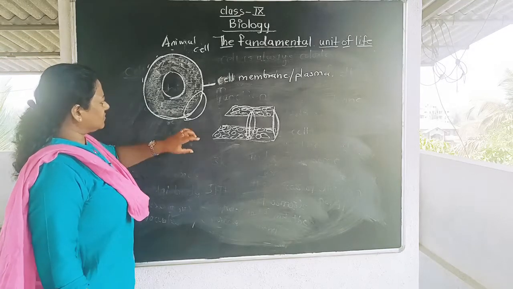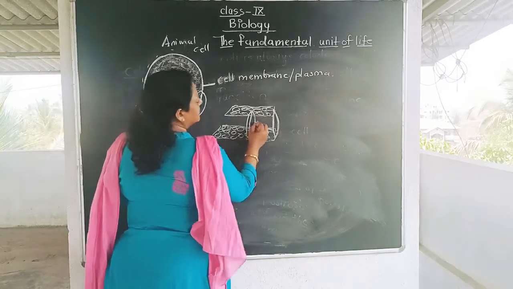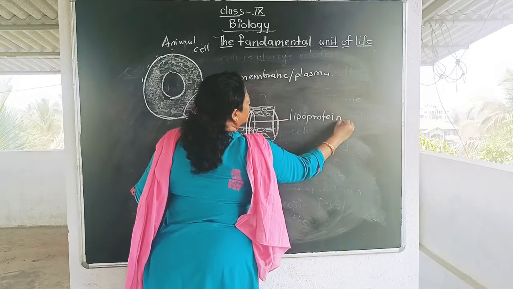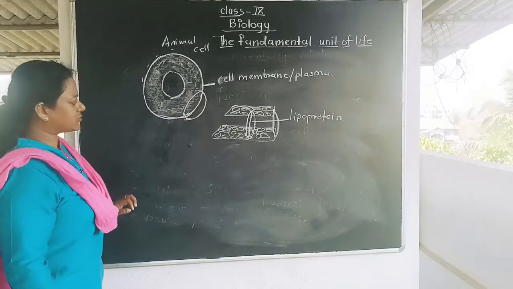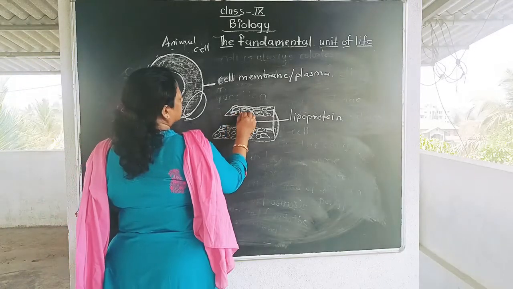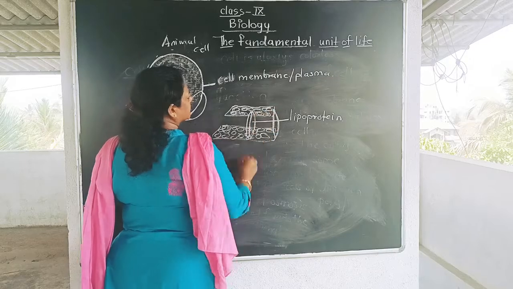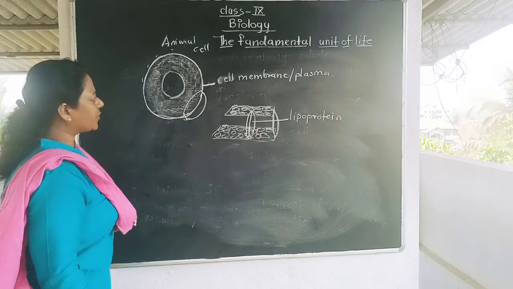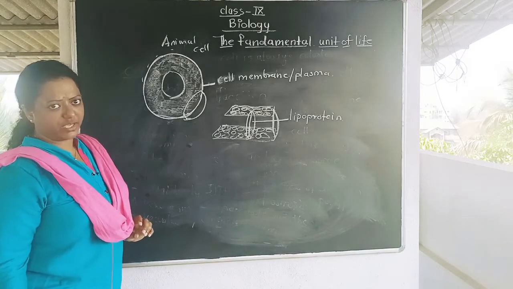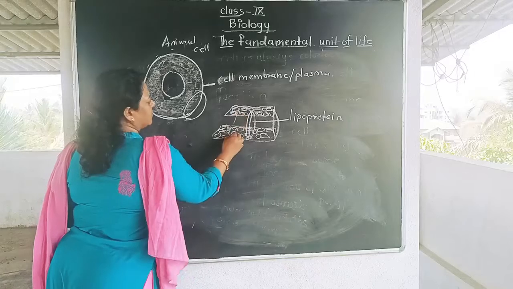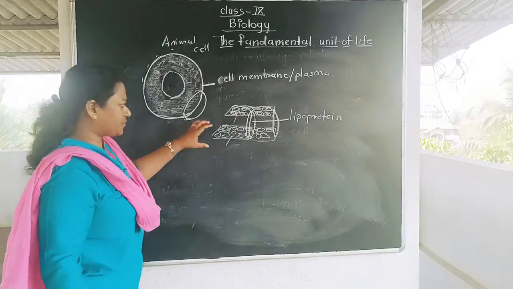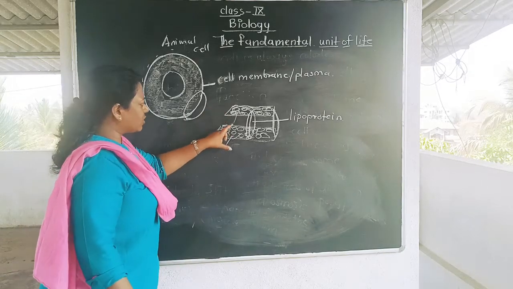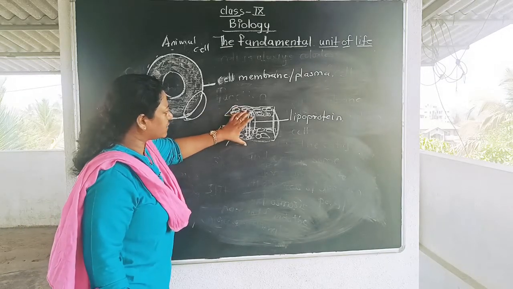If you have a closer look, this structure is called what? Lipoprotein. Okay students, and you can see a bilayer, ball-like structure is present. This is called a phospholipid bilayer. So this is protein. Proteins are present in the cell membrane, we can see, and this structure is called a phospholipid, and these two layers are combined together by the lipoprotein.